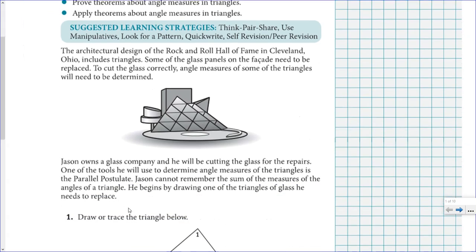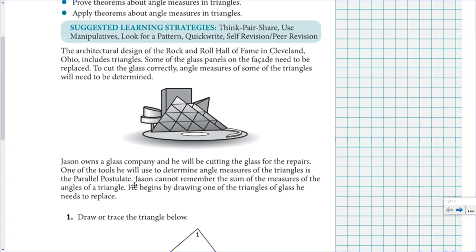Jason owns a glass company, and he is going to be cutting the glass for the repairs. One of the tools he's going to be using is called the parallel postulate. I realize a glass company doesn't have the parallel postulate in their toolbox. They're going to be using other methods, but they're trying to relate this concept to real life, and this is as close as they can seem to get it. We're going to be using the parallel postulate.